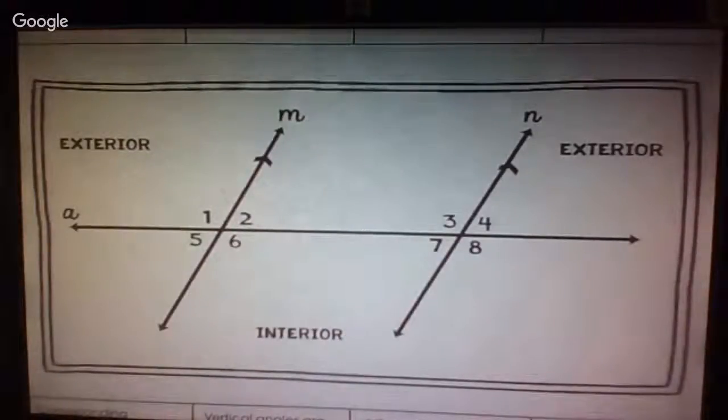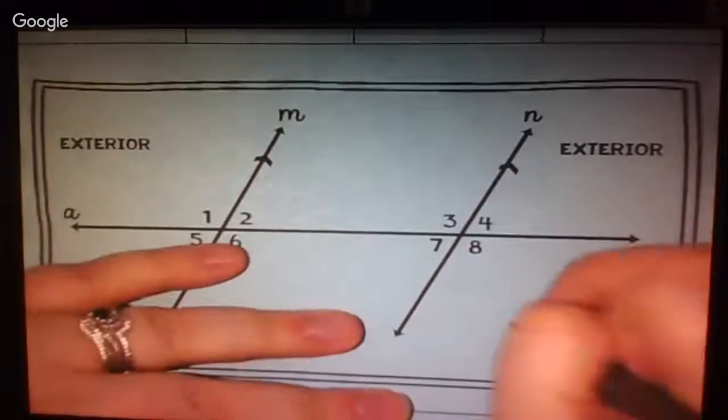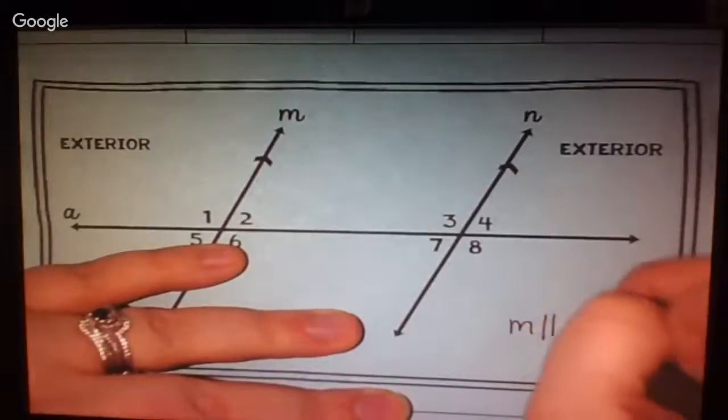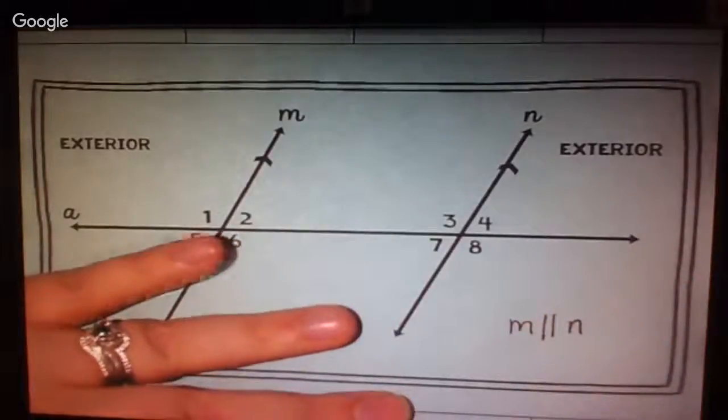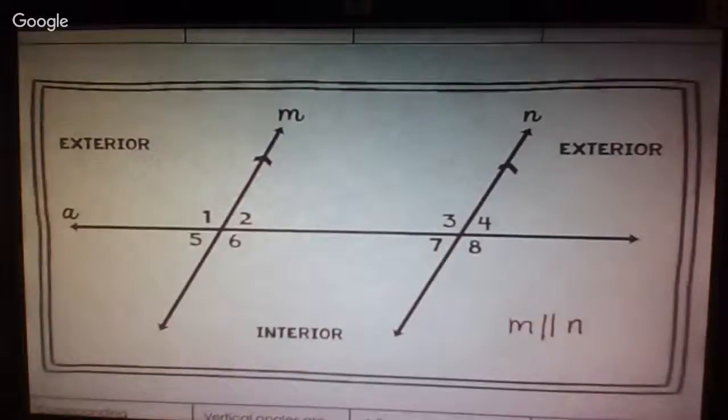So what we're doing today is we're going to talk about parallel lines that are cut by a transversal. What are parallel lines? Lines that don't touch. Okay. So if you had to identify your parallel lines here, which ones are they? M and N. So M is parallel to N. That's what that means. M is parallel to N.